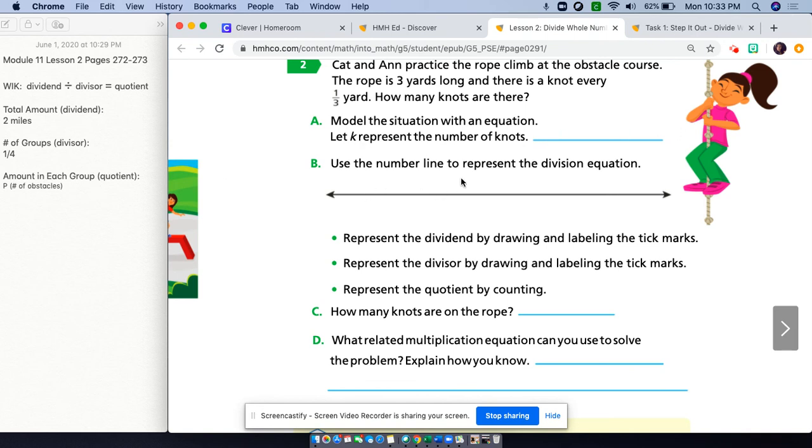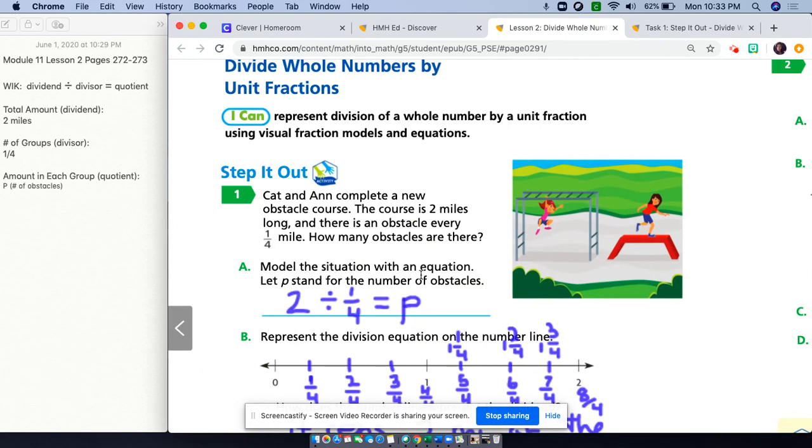Use the number line to represent the division equation that you wrote for part A. Make sure that your answer is K, as it's written out. Over here for part B, it gives you 3 bullet points to help you draw out your line. The first one says represent the dividend, the total amount, by drawing and labeling the tick marks, just like how they already did it for us in problem 1.